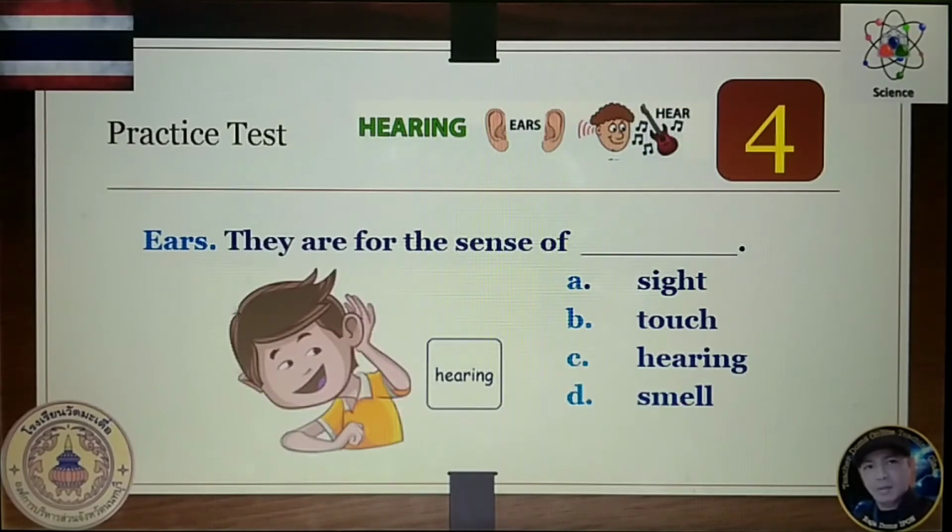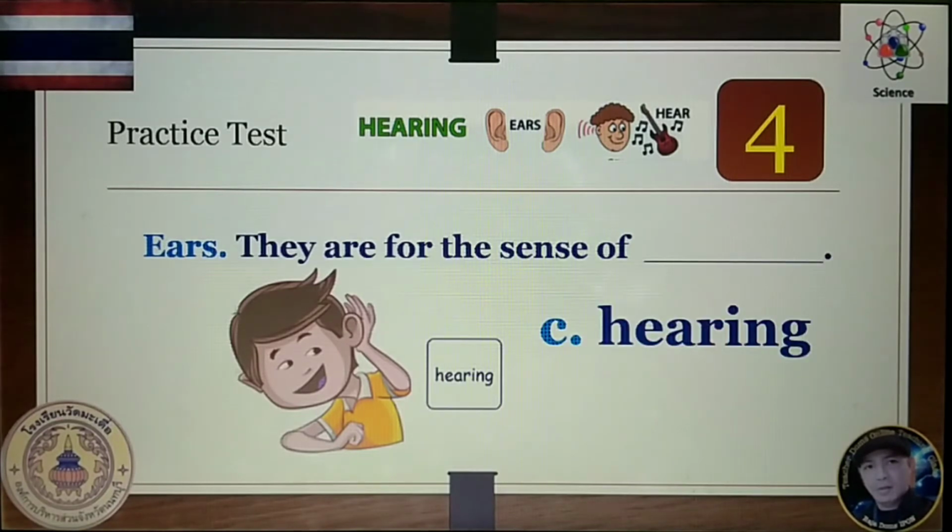Practice test 4. Ears, they are for the sense of A, sight, B, touch, C, hearing, D, smell. Ears, they are for the sense of C, hearing.